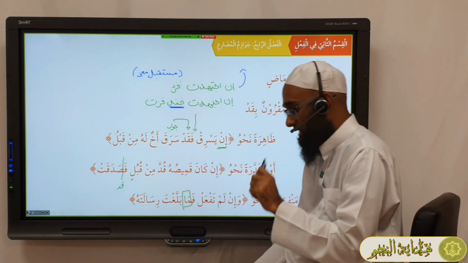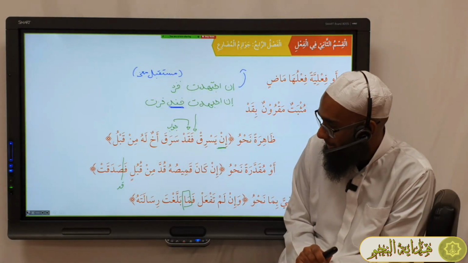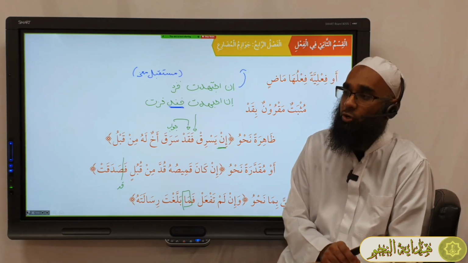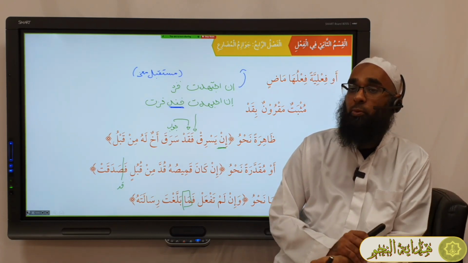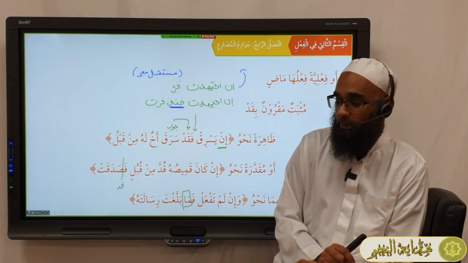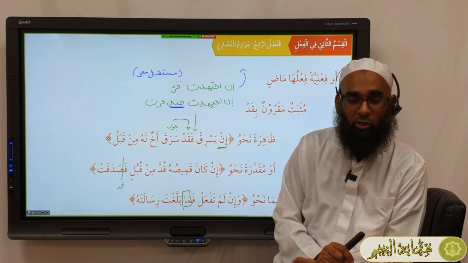Okay, so now we finish fa'il madhi. Ji, carry on. What's the question? A fa'il jamid is a verb which does not have a conjugation. So for example, you have the word asa. Asa is a verb, but it's not conjugated. Asa is an easy one. Another verb that's not conjugated.